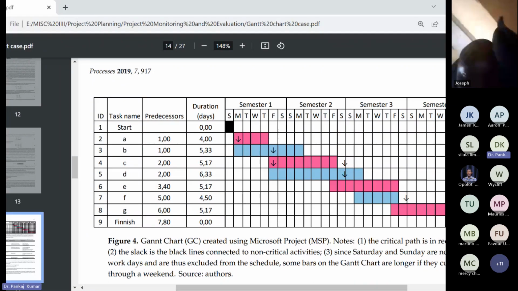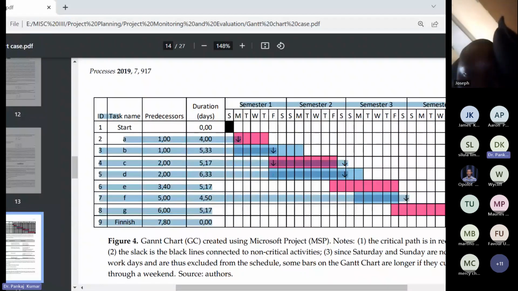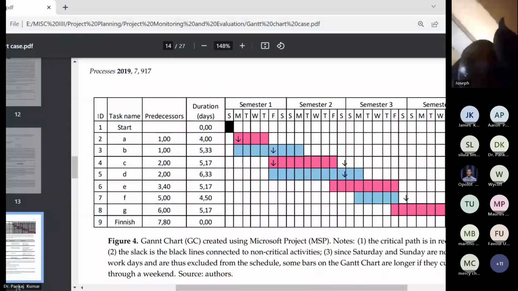Now in the diagram, we can see the task name has already been given, along with when the task has started, what the predecessor is, and the duration in days. Then semesters 1, 2, 3, and 4 show how the work progresses. So when task A was started, task B was started simultaneously. You can see in the diagram, A has finished, but B was still continuing.